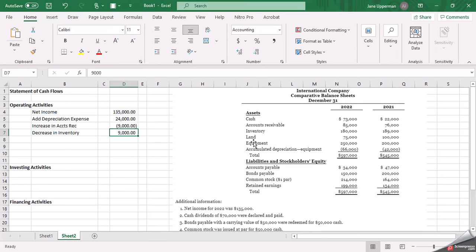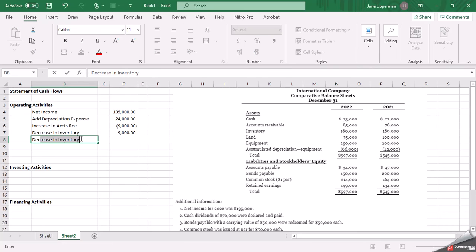Okay, now then land and equipment are going to go down into our investing activities because those are long term. So then we go down to our current liabilities. So we have accounts payable. So we have a decrease in our accounts payable.